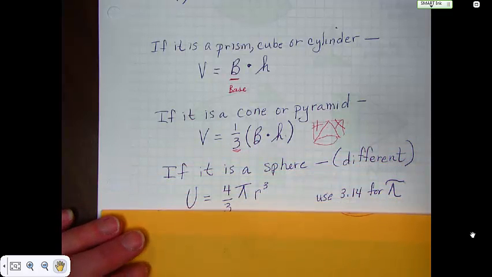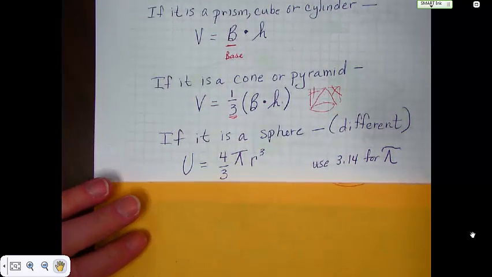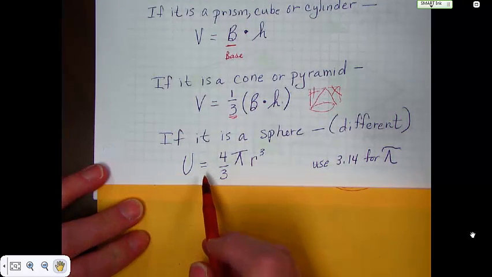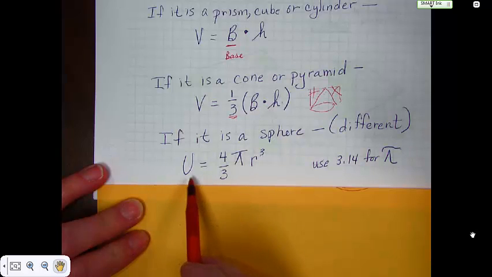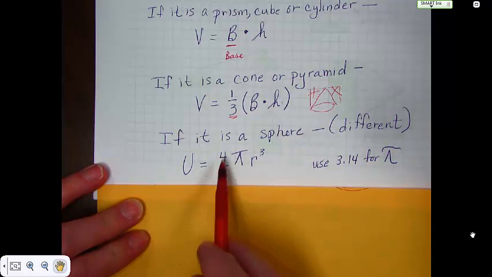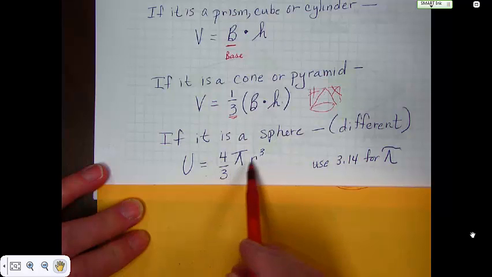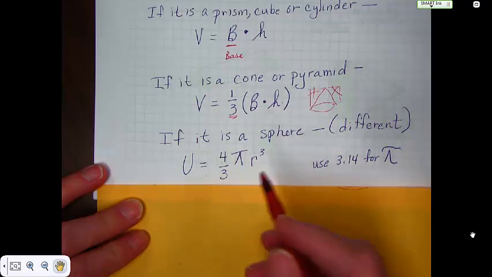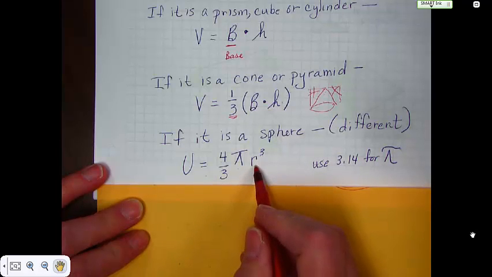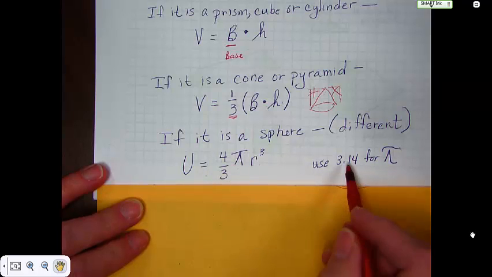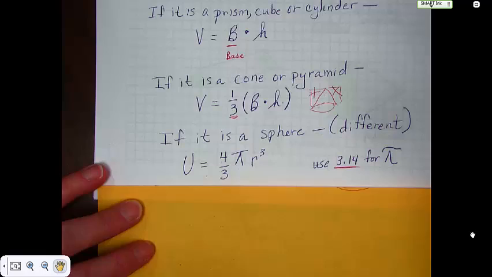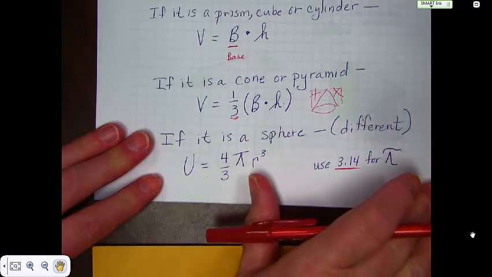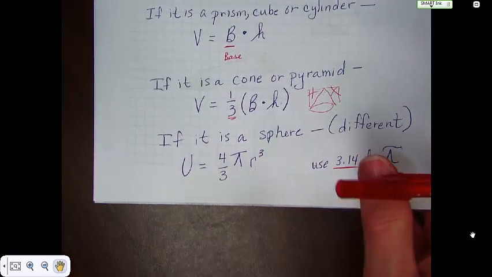If it's a sphere, it has a different type of volume formula, and this one, you've got to write all these down, but this one's really important because it's a hard one to remember. Volume equals 4/3 pi times r cubed. So whatever you have for r, you would cube that, which means, let's say r was 2, you would go 2 times 2 times 2, and then it would be times 4/3, and then if you use 3.14 for pi, you multiply it times that. So that is definitely a little different. Spheres are pretty much unique in that respect.